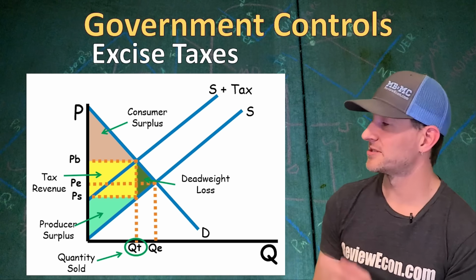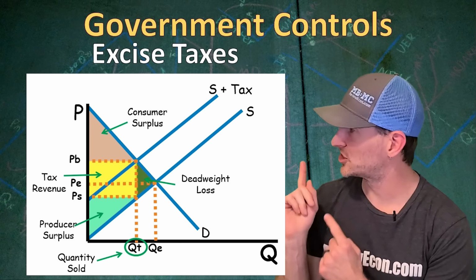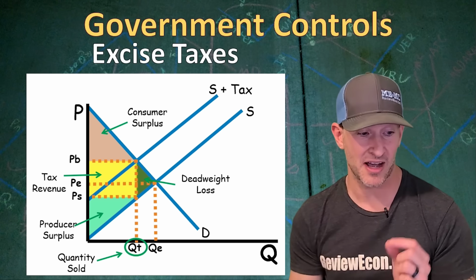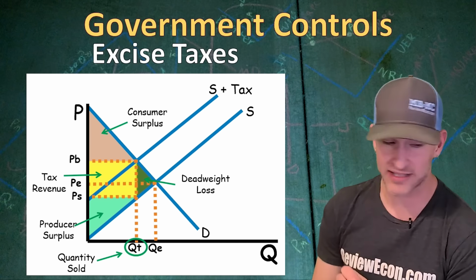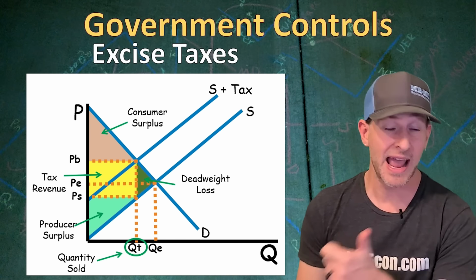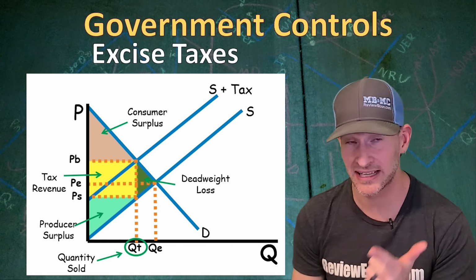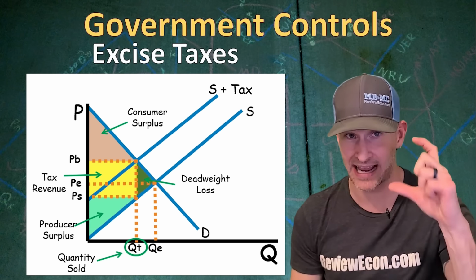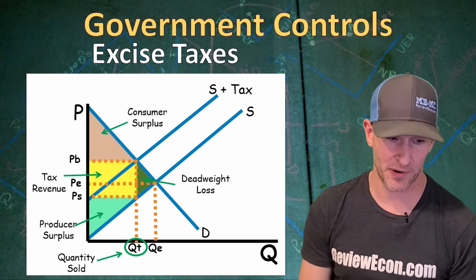If the government imposes a per unit tax on this item, it's going to shift the supply curve the vertical distance of that per unit tax. The per unit tax is the difference between PB, that's the price that buyers are going to pay, and PS, that's the price that sellers get after they've paid the tax. That gap there is the amount of the per unit tax.